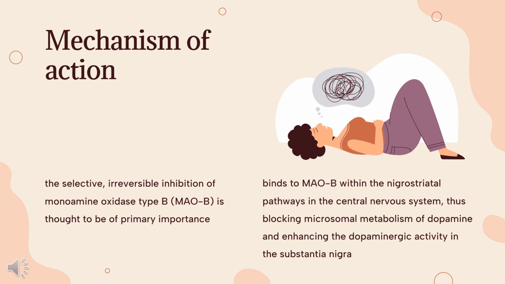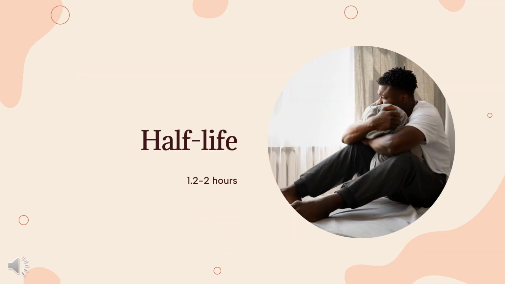Selegiline may also increase dopaminergic activity through mechanisms other than inhibition of MAO. At higher doses, Selegiline can also inhibit monoamine oxidase type A, MAO-A, allowing it to be used for the treatment of depression. Half-life: 1.2 to 2 hours.